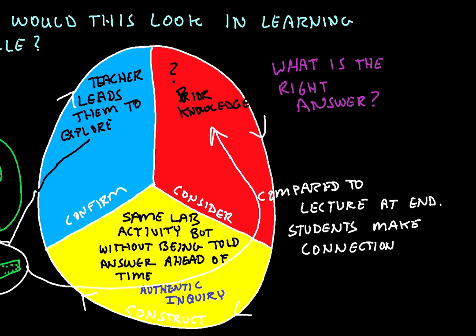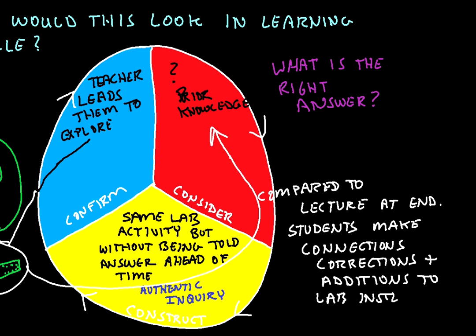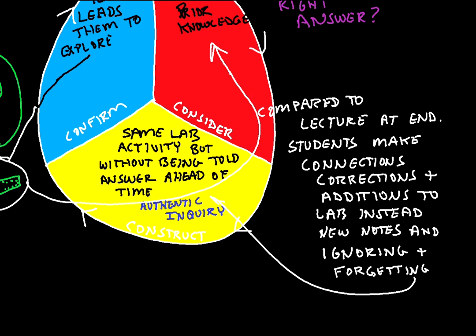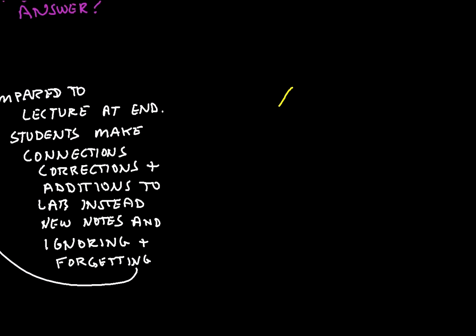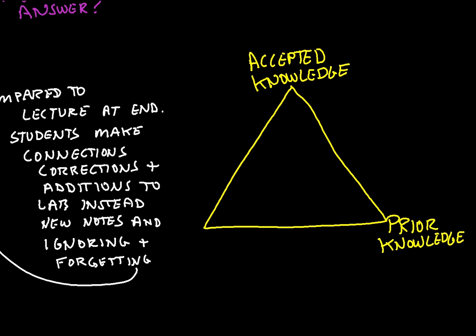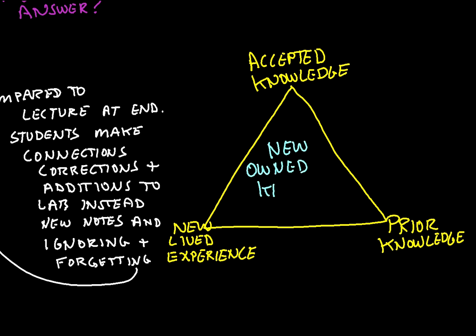Instead of lecturing up front about the cells, she lectures on the back end of the lesson. Instead of taking notes on a blank piece of paper, they are making corrections and additions to their lab report they completed while looking at the cells. In this process, they have to compare the accepted science answer about cells with their prior knowledge and their lived experience in the lab. By doing this, you are completing the learning cycle, and students are constructing new meaning about the nature of cells based on a new lived experience.